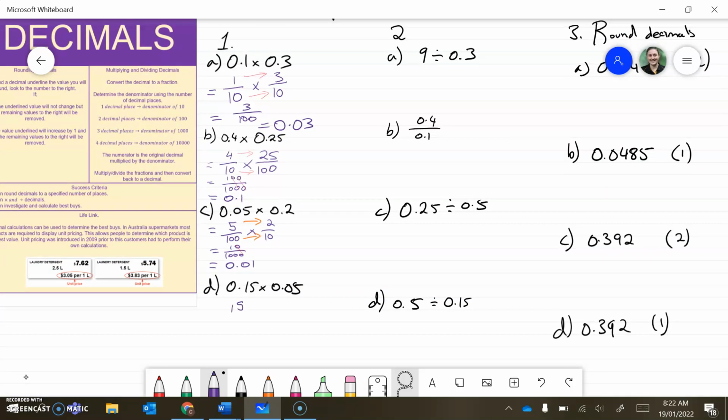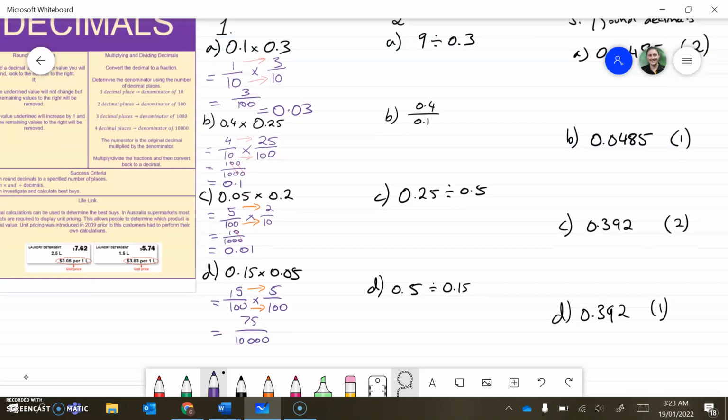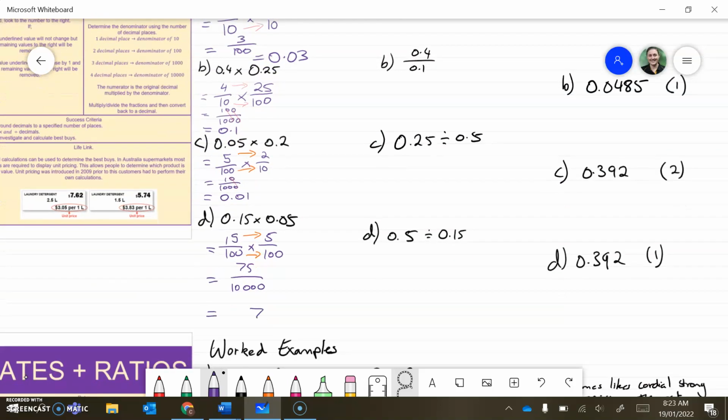We then have 15 out of 100 times 5 over 100. Go across the numerator, across the denominator. So we've now got 75 over 10,000. So if I've got 75, I've got 4 zeros. So if my decimal is at the back here, we go 1, 2, 3, 4. So my solution is going to be 0.0075.